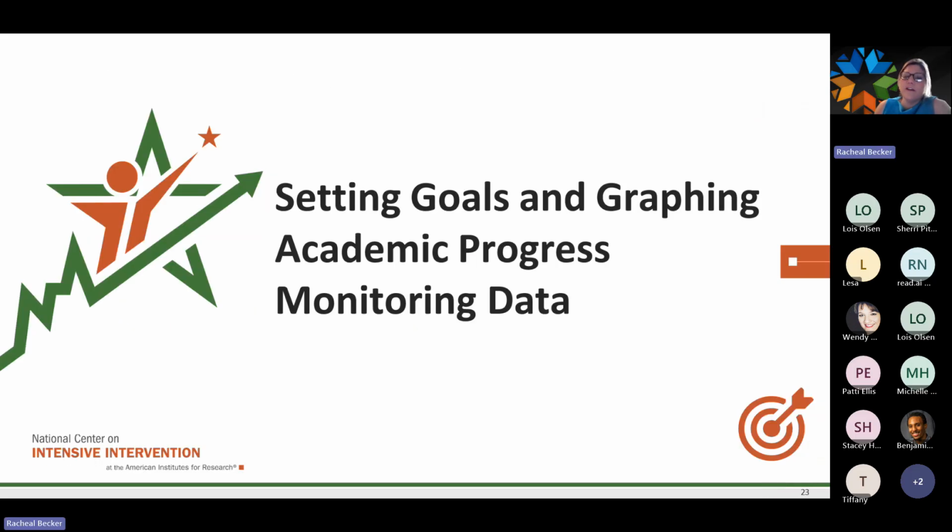Setting goals and graphing academic progress. So once you are collecting targeted quality data, the next step is to set meaningful goals and graphing data so that you can actually use it.